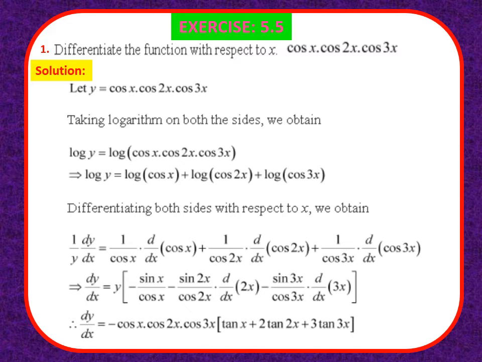Now let's start exercise 5.5. Now question 1, differentiate the function with respect to x. The function is cos x multiplied by cos 2x multiplied by cos 3x. Whenever we are getting the product of more than two functions, here we have three functions, cos x, cos 2x, cos 3x, then we can apply the log. So we are getting log y is equal to log of cos x, cos 2x and cos 3x, and if the log is in the form of product, we write it as addition. So it becomes log cos x plus log cos 2x plus log cos 3x.